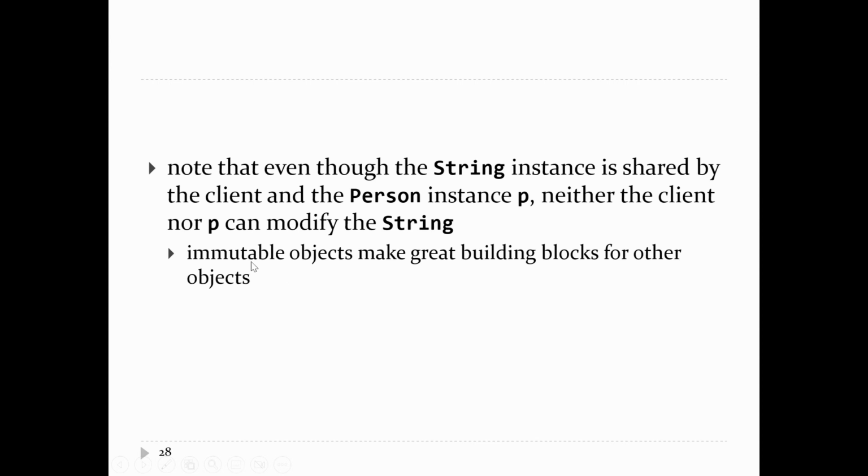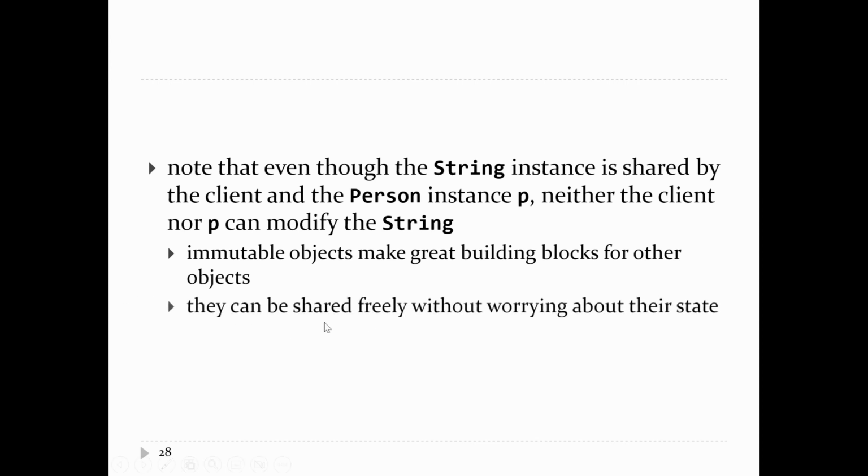So if you can, and if it's not too expensive, you should consider using immutable objects. It makes it easy to build your software, and it makes it easier to test your software, because the state of an immutable object never changes. That means you can share them between multiple different objects and never worry about them changing.